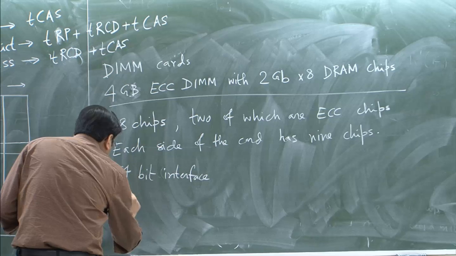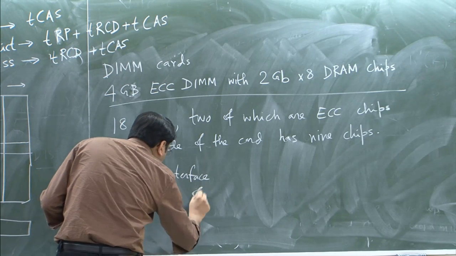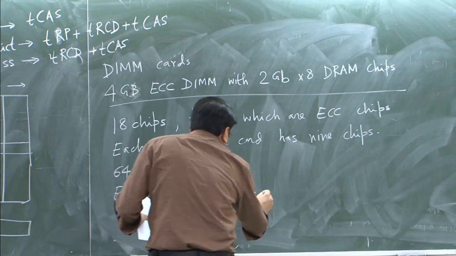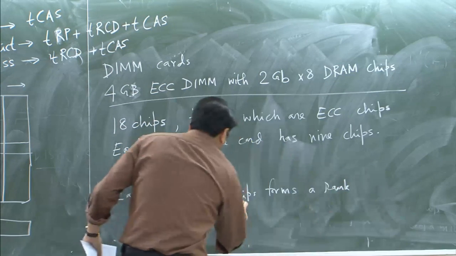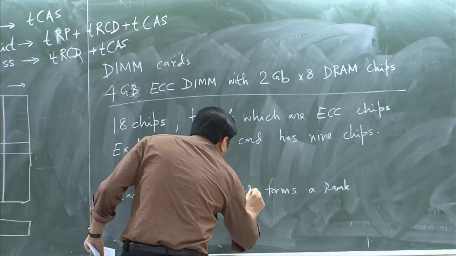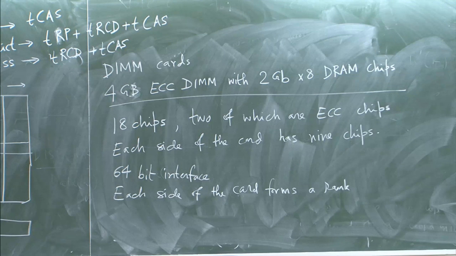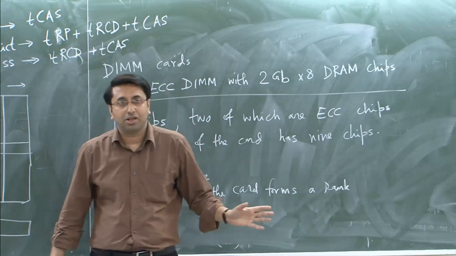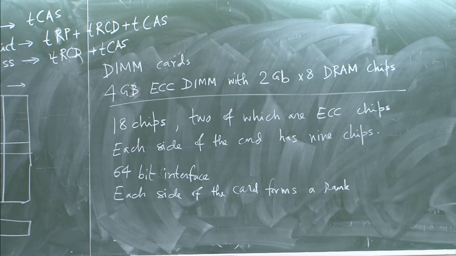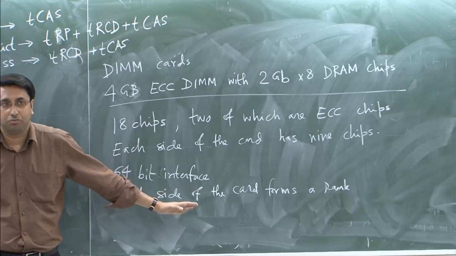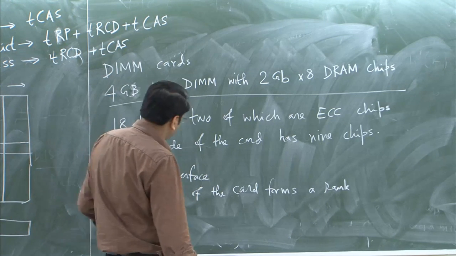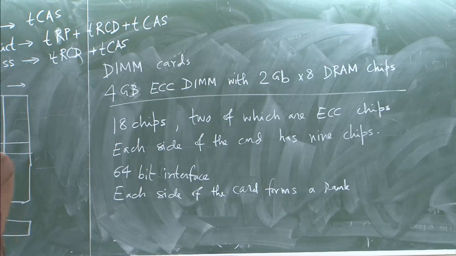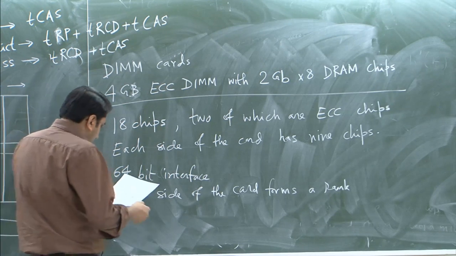Each side of the chip forms a rank for each side of the card. In this case, it is just an accident that one side of the card forms a rank. In general, a rank means a subset of DRAM chips that participate in generating a data packet. In this particular case, you need 8 DRAM chips to generate a data packet, which is on one side of the card. However, you can easily come up with a different DIMM architecture where only half of one side will be one rank. That's possible.